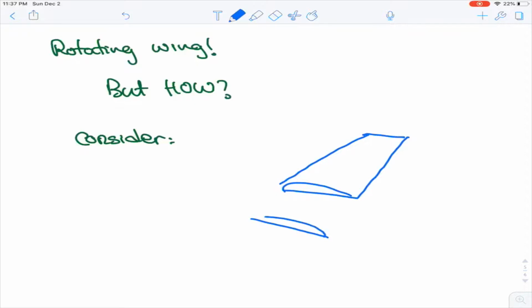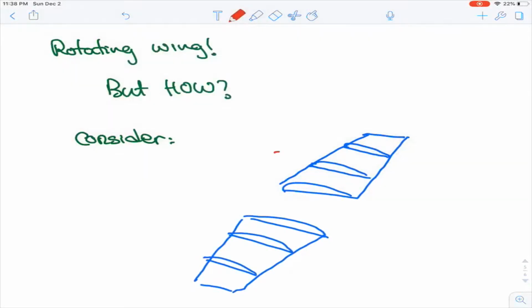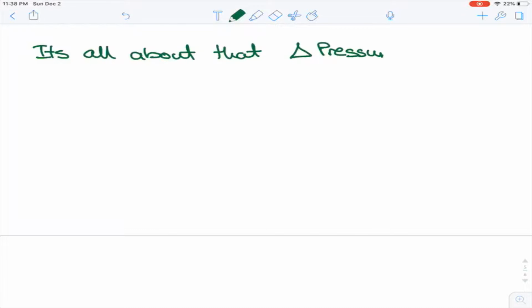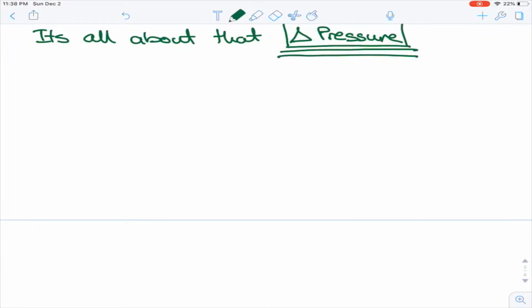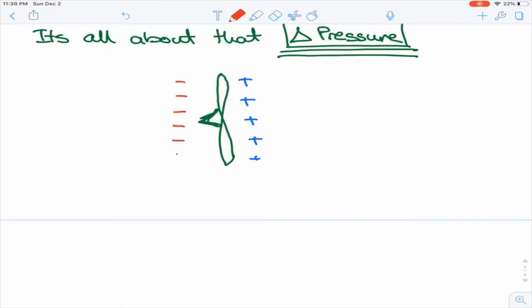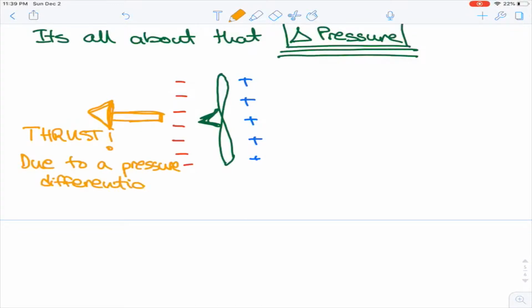Here we have a pair of rotating wings turning around an axis of rotation. But how does this translate into what we know as thrust? It's all about that pressure. On the rear face of the propeller, we have a region of high pressure, while on the front face of the propeller, we have a region known as the low pressure region. This creates a pressure differential which causes thrust. From a graphical point of view, we can see the pressure gradient.